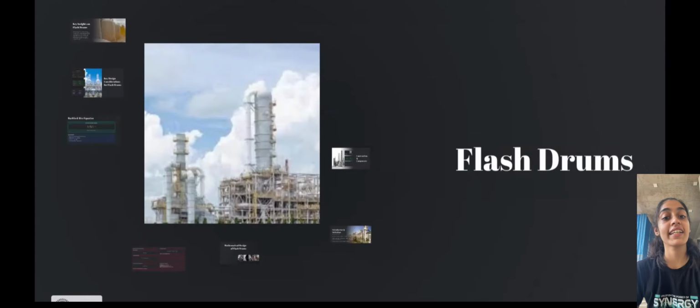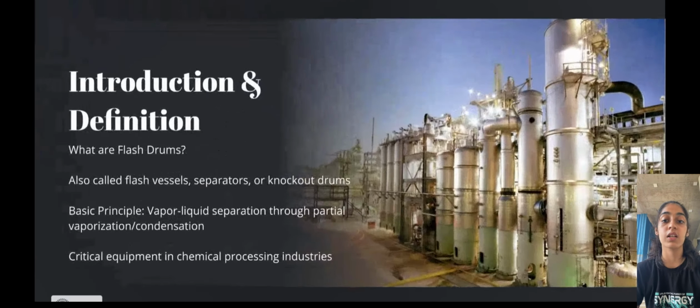Hello everyone, we are Team 4 and will be discussing the design of a flash drum. In chemical engineering, separation processes are at the heart of industrial operation, and the most commonly used equipment is a flash drum. A flash drum is also known as a flash separator, which is a horizontal or vertical vessel which is used for separation of vapor-liquid mixture into its individual phases.